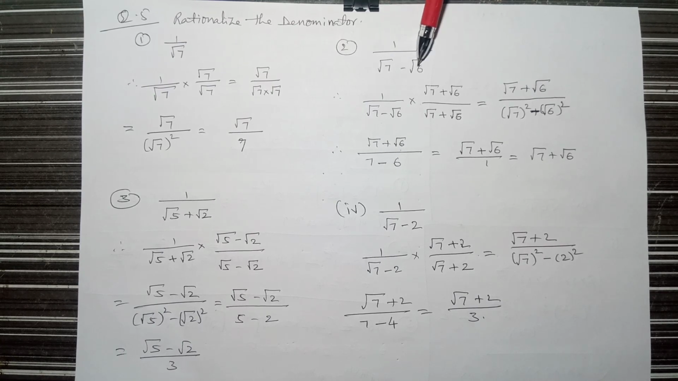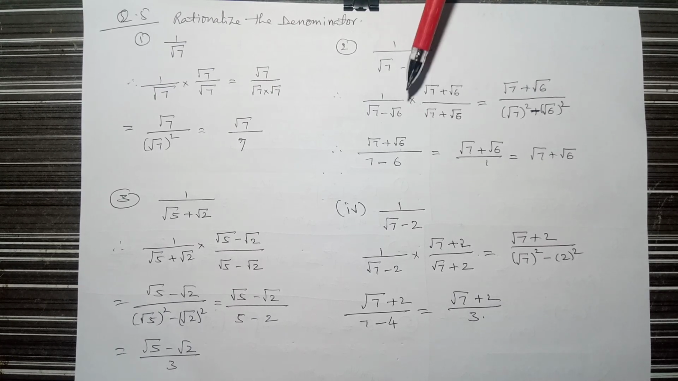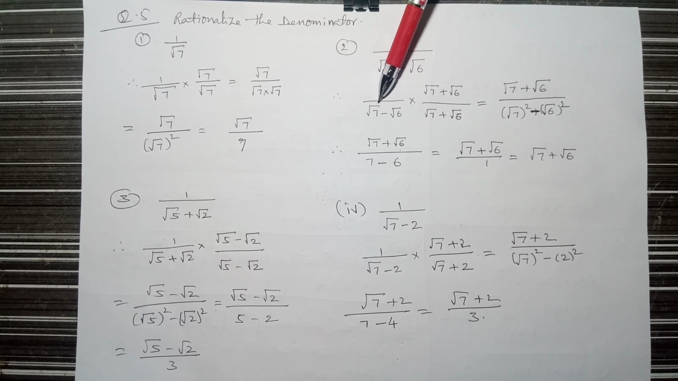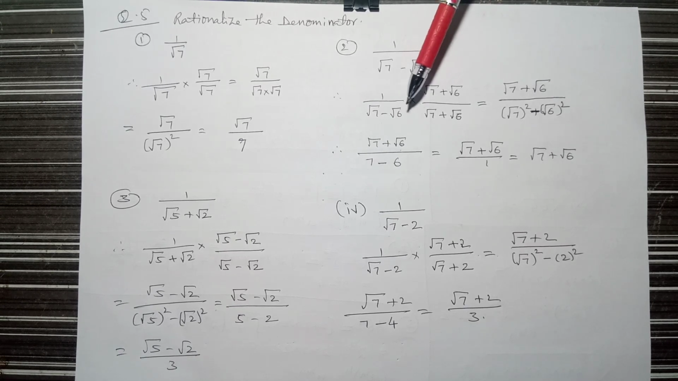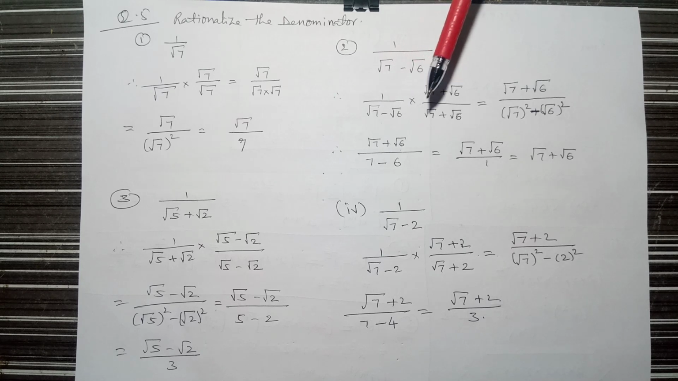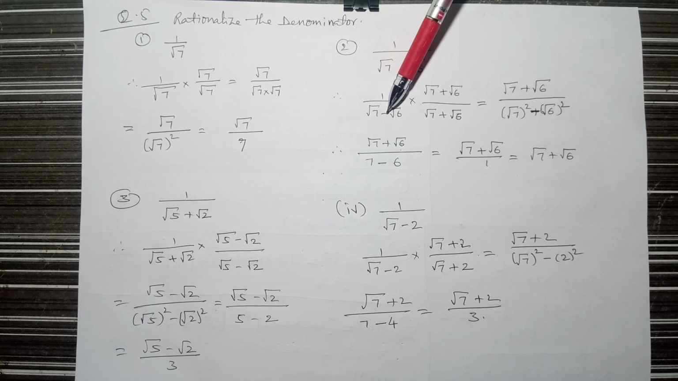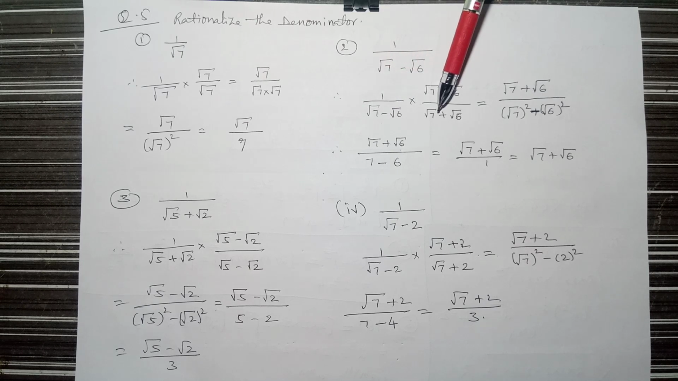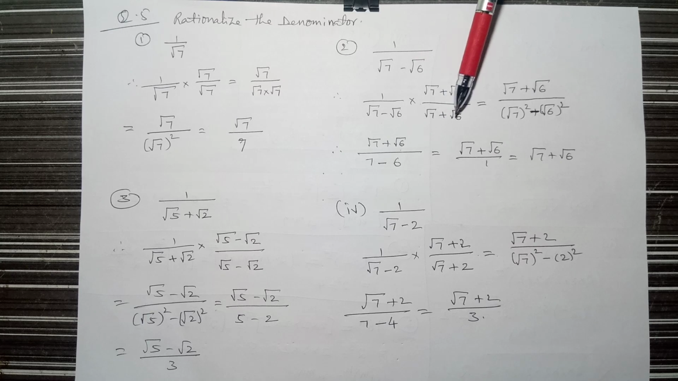Here two terms are there. Look at the two terms. Now how to rationalize? We have an algebra formula, that is (a plus b) times (a minus b) is equal to a square minus b square. Therefore, this is minus, root 7 minus root 6. Exactly opposite, you have to take root 7 plus root 6. A minus b, a plus b.